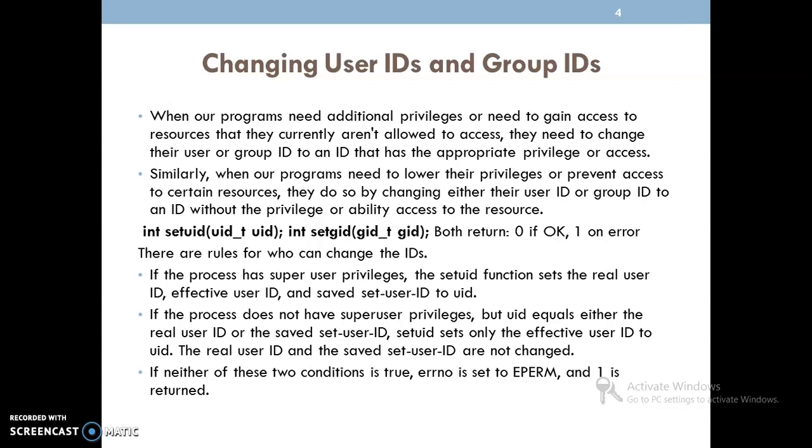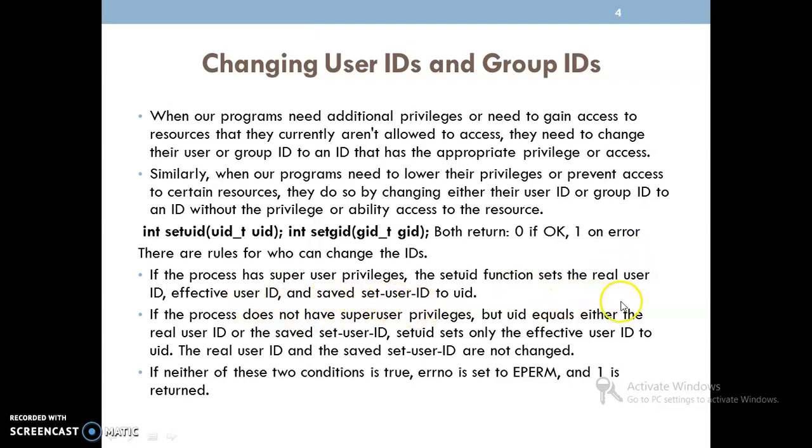Both functions accept only one argument, and they return 0 on success and -1 on failure. With respect to this, we have three rules. If the process has super user privilege, the setuid function sets the real user ID, effective user ID, and saved set user ID to UID. Whatever value we pass here as the UID value will be assigned to the real user ID, effective user ID, and saved set user ID.